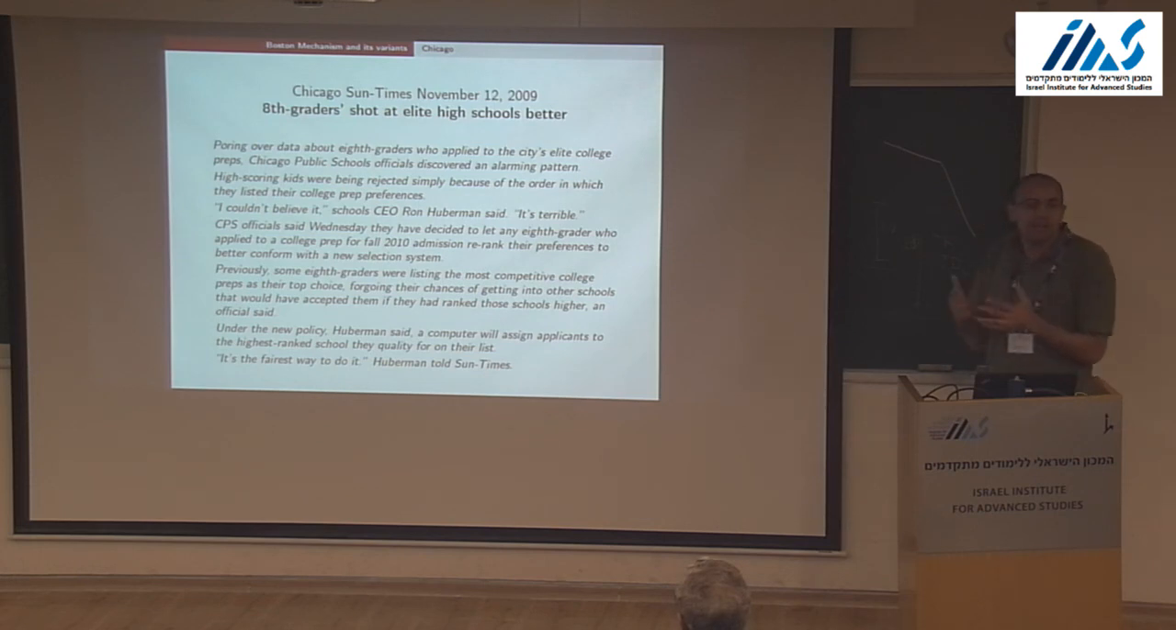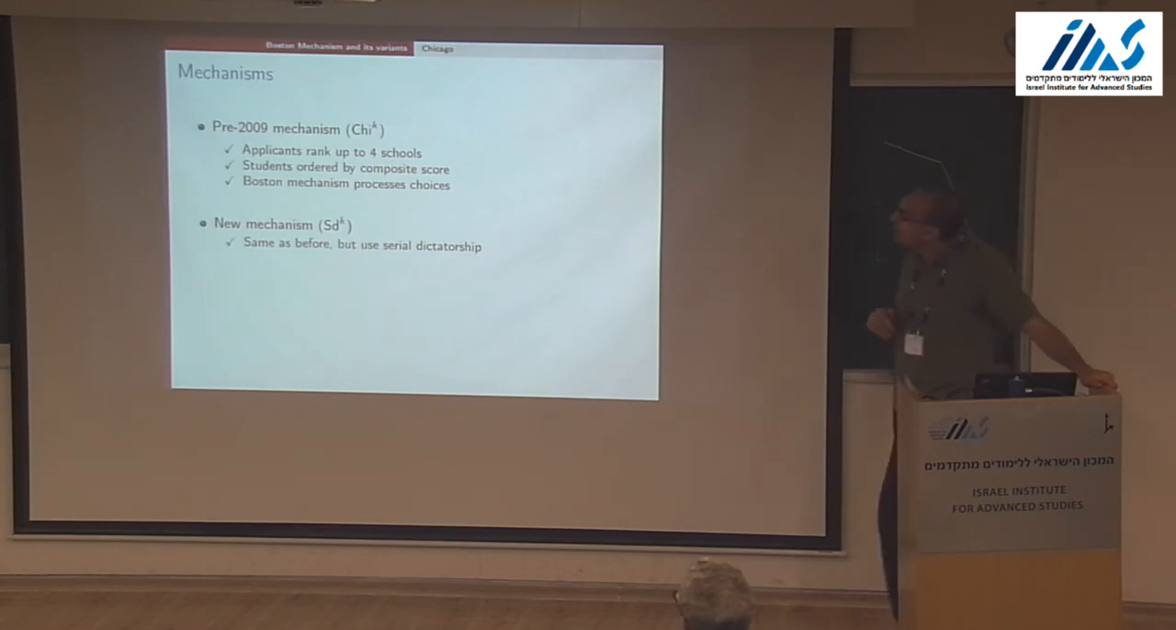So hopefully by now you hear the word Boston mechanism in that paragraph, right? In the old Chicago system, they said, we're going to look at test scores, and first assign everyone their first choice, and continue as much as possible till a school is filled. Then only will we consider second choices.